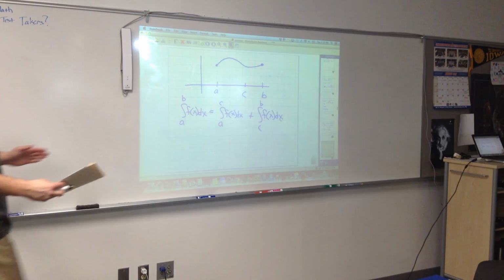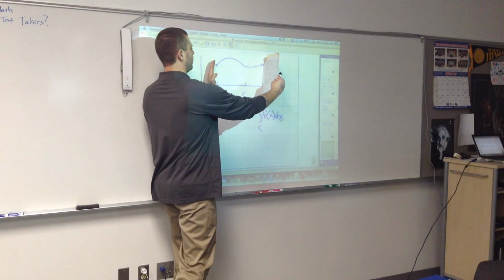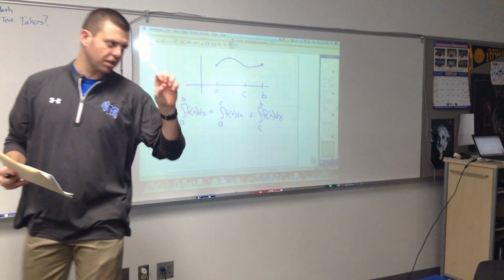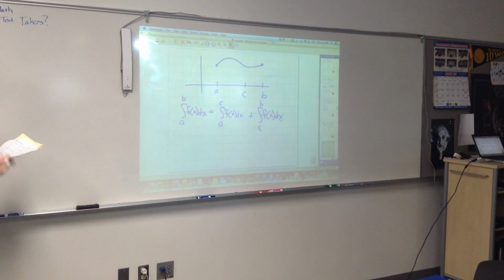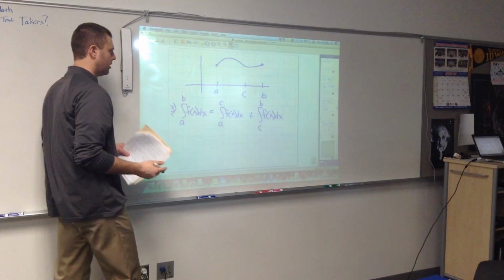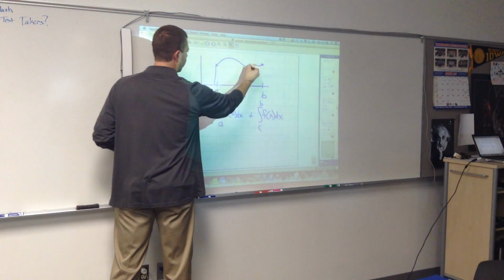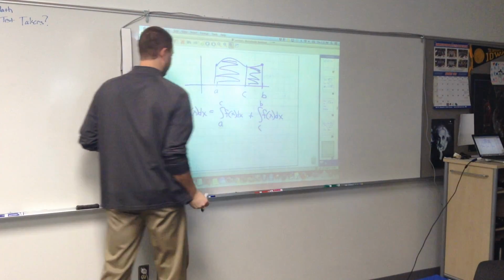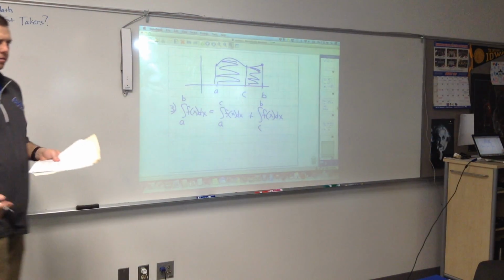So in other words, if you want to find an entire area, if it's easier to break it up into smaller chunks and find each chunk area individually, you could do that. So this is kind of our third property right there. I could find this area first, add it to this area, and that would give me the area of the whole thing.